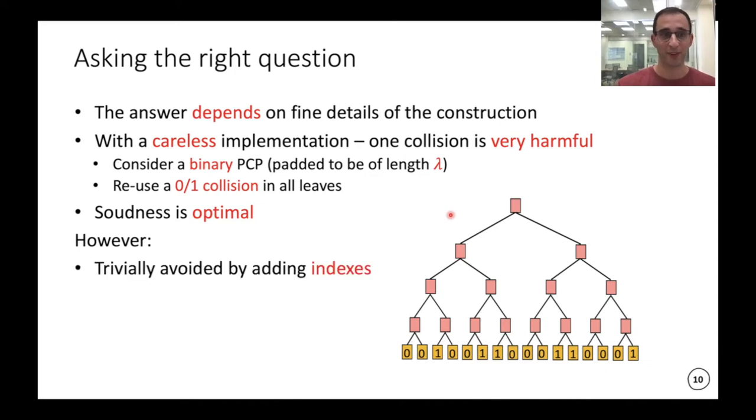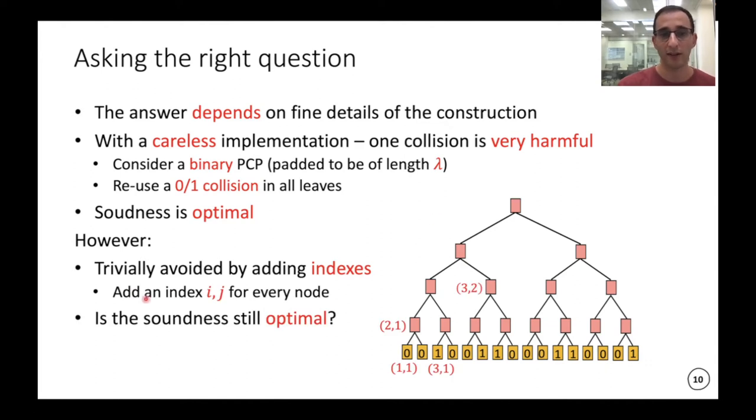However, this can be trivially avoided by adding indexes. When I mean adding indexes, we're going to add a prefix ij to the value of every node. These are constant prefixes that just mention their location in the tree. So the leaves are going to be layer one, so we add the one, and this is the first node in level one, this is the third node in level one, and so on.